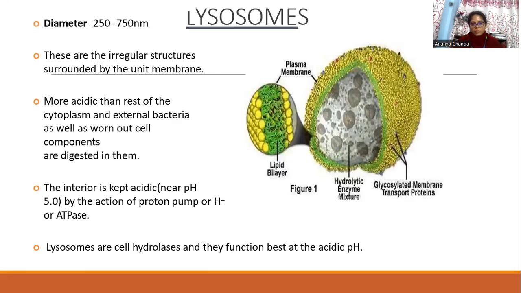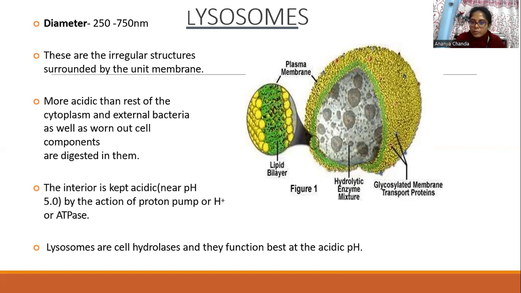Then comes the lysosomes. These lysosomes are 250 to 750 nanometers in diameter. They are irregular structures with a unit membrane. The interior is more acidic than the rest of the cytoplasm. So the pH of the lysosome is acidic in nature, and external bacteria as well as worn out cell components are digested in them. As it has an acidic pH, this helps in what? The digestion of the bacterial elements or the worn out cells.